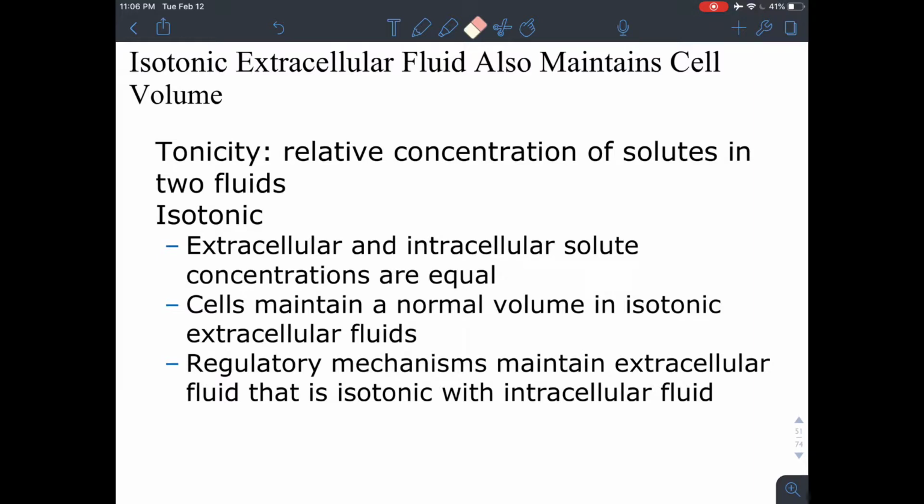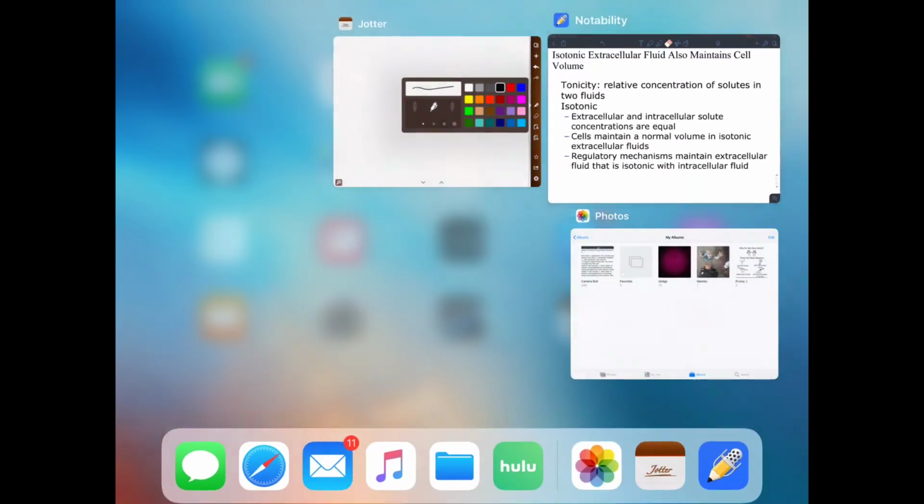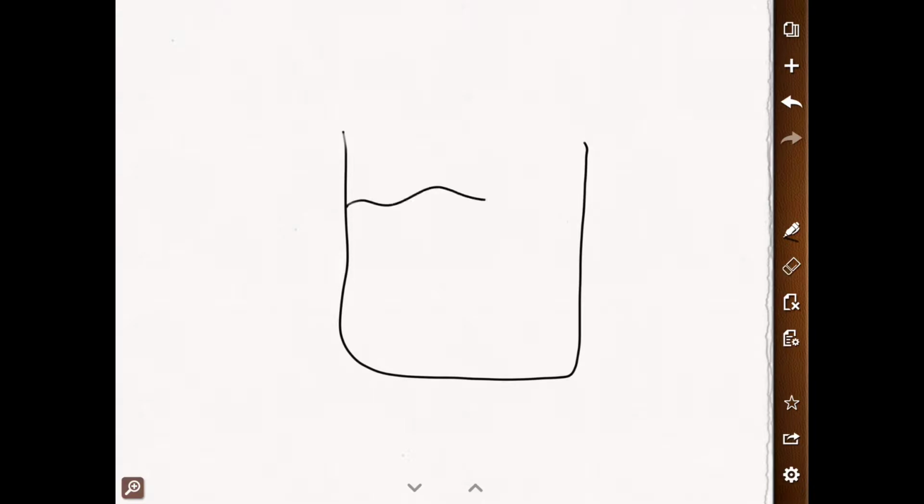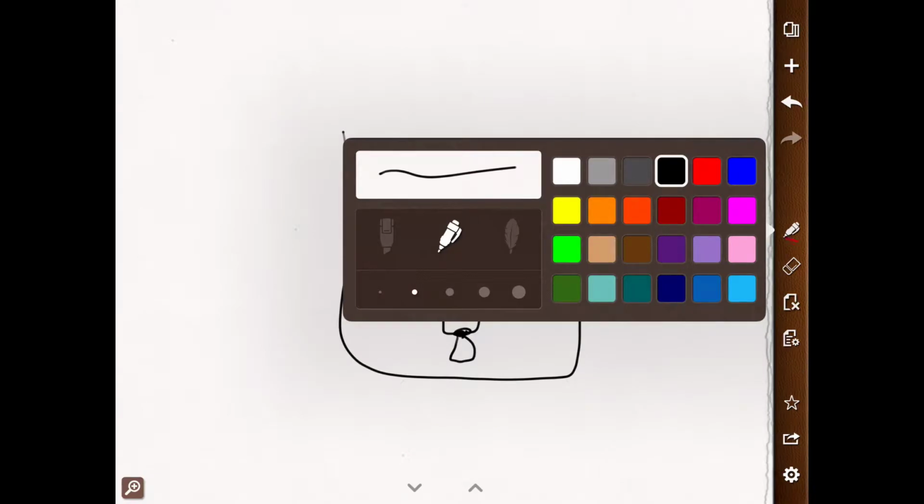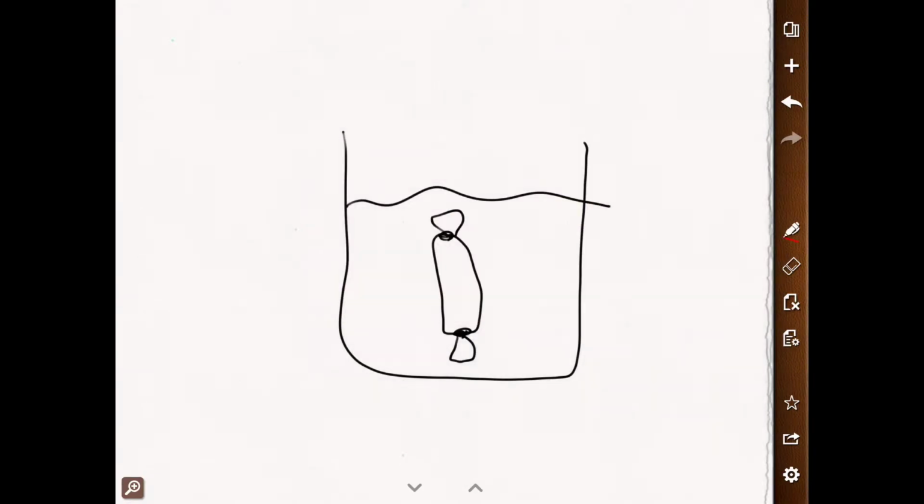Okay, so we did talk about isotonic, hypertonic, and hypotonic. We talked about it in the example. If you remember, I gave you an example about the dialysis tubing inside of a beaker of water, right? The dialysis tubing, we'll draw that here, inside of this beaker of water. And we said that if the concentration of solution inside was equal to the concentration of solution outside, we had what was called an isotonic situation, right? An isotonic situation.